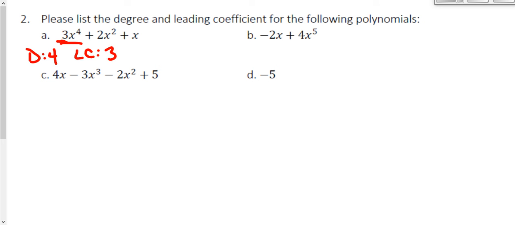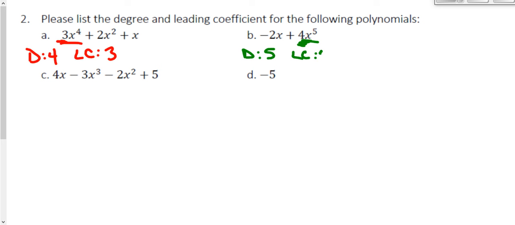Now my B example has things out of order. It doesn't have the highest power of x in front. It doesn't matter. I just need to find whatever has the highest power of x. So this, 4x to the 5th, has that 5 exponent, which is the largest exponent of x in that problem. So that's going to be my degree for this problem. My degree is 5. My leading coefficient is the 4 that's in front, so leading coefficient 4.